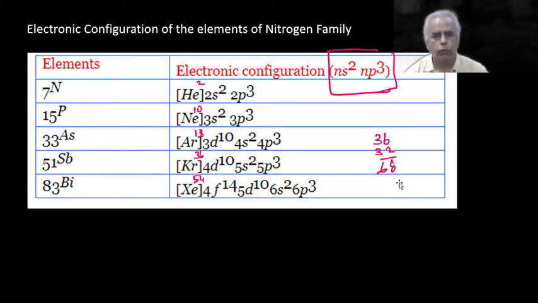Okay. So 54 means 54 plus 4. How much? 58, 68, 78, and then you are able to get 83. So likewise you can work out the atomic number, and once you are able to arrive at the electronic configuration of inert gases, by using this you can get the electronic configuration of all the elements.